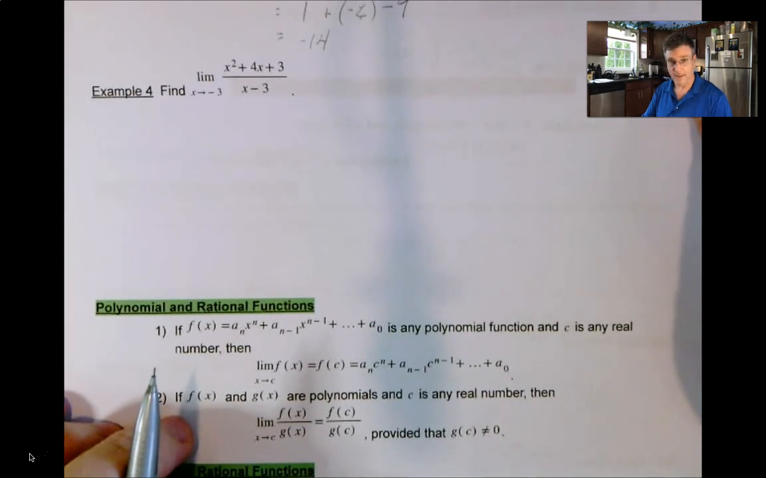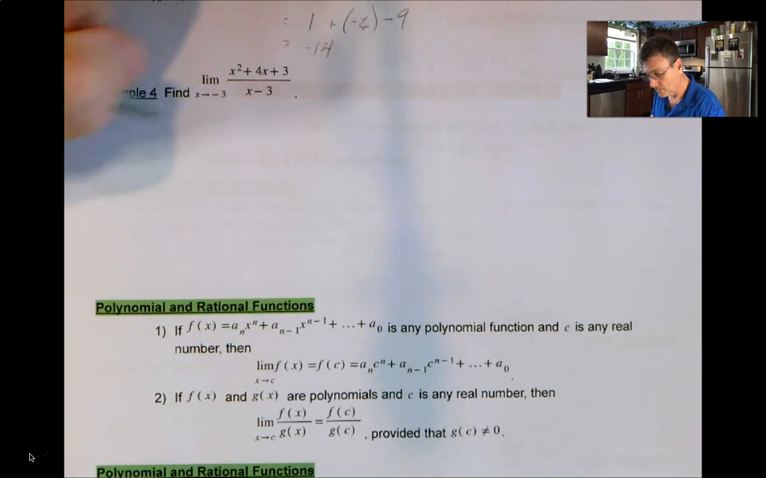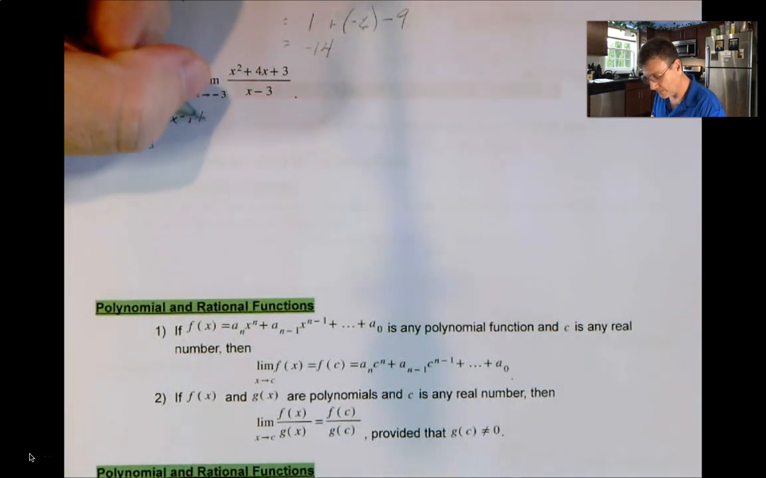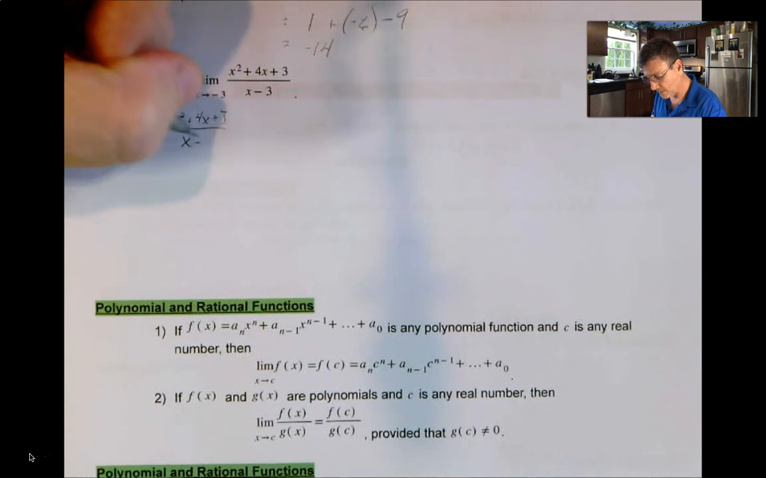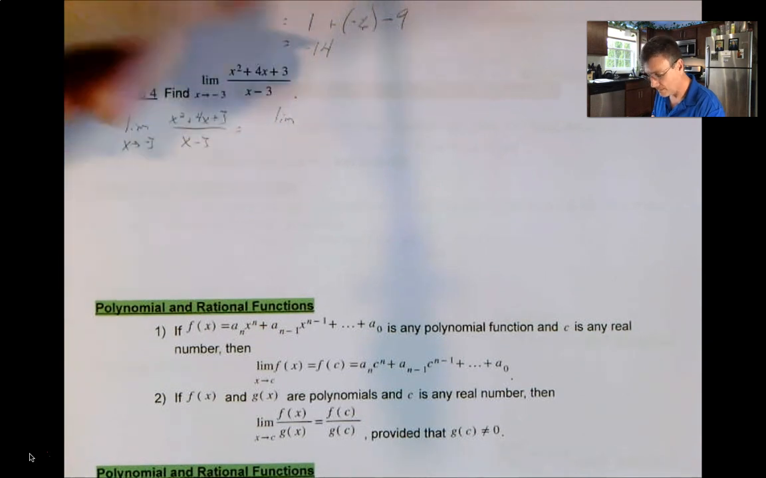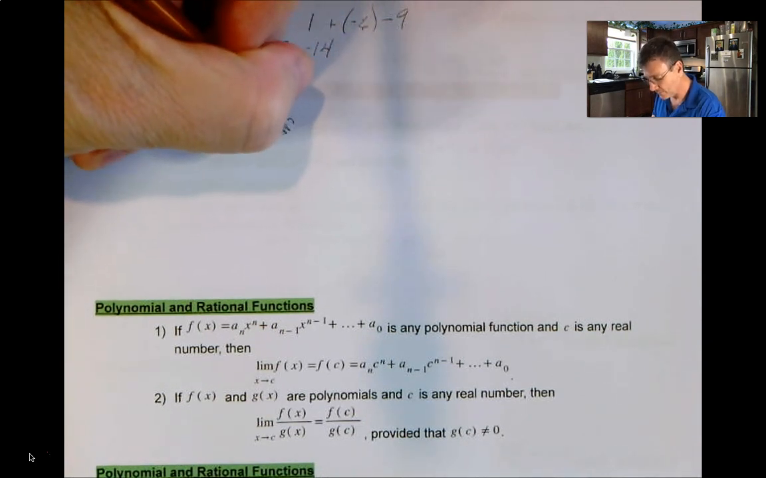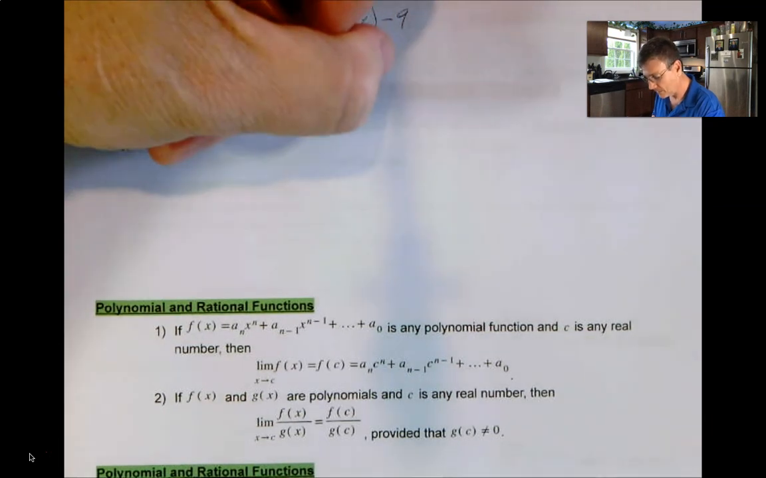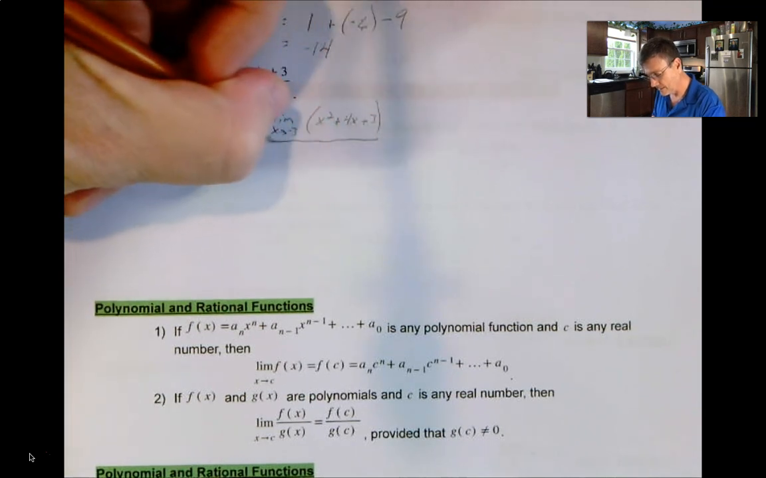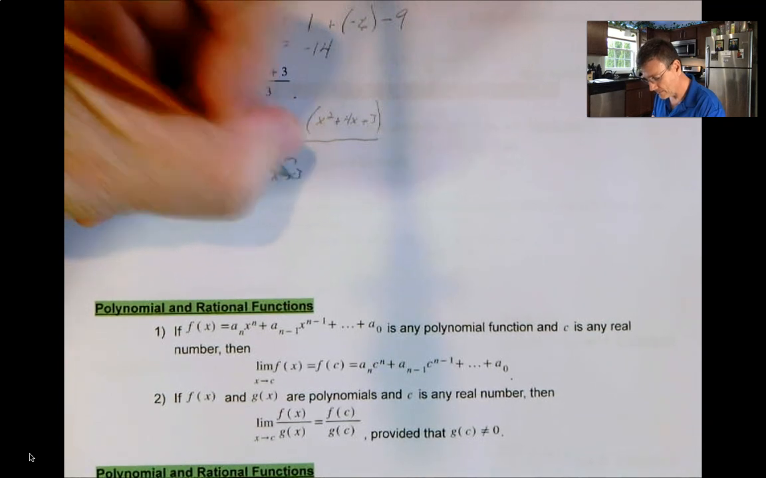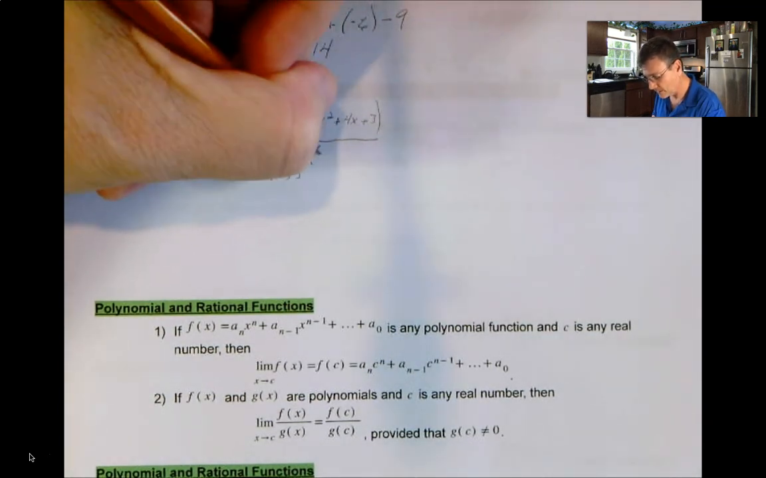Example 4, we do the same thing. The limit as x approaches negative 3 of x squared plus 4x plus 3 over x minus 3 becomes the limit of the numerator as x approaches negative 3, x squared plus 4x plus 3, divided by the limit of the denominator, x minus 3.